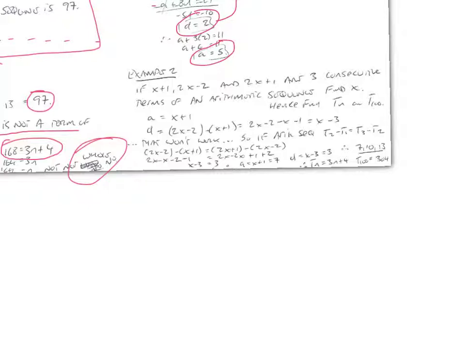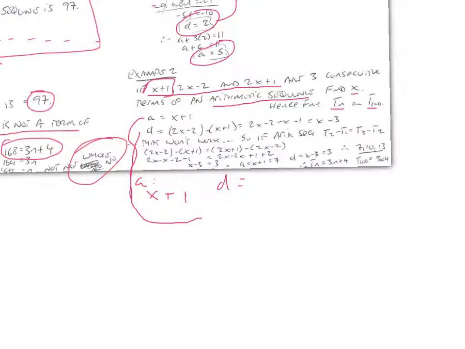So here's an interesting example. If x plus 1, 2x minus 2, and 2x plus 1 are three consecutive terms of an arithmetic sequence, find x, find Tn, and T100. Well, first of all, we'll state that the first term a is equal to x plus 1. We can also work out that d is the common difference.